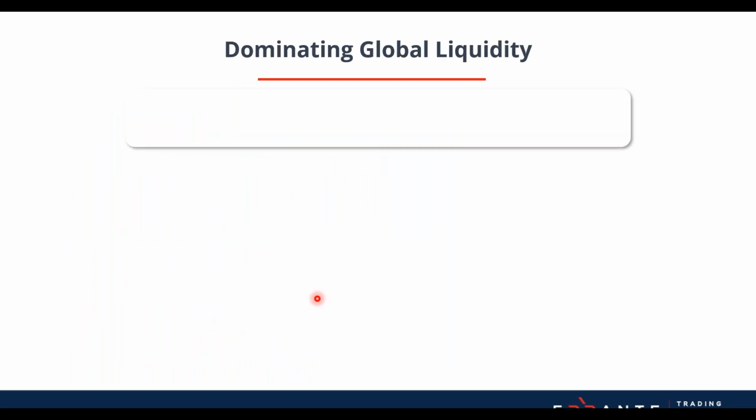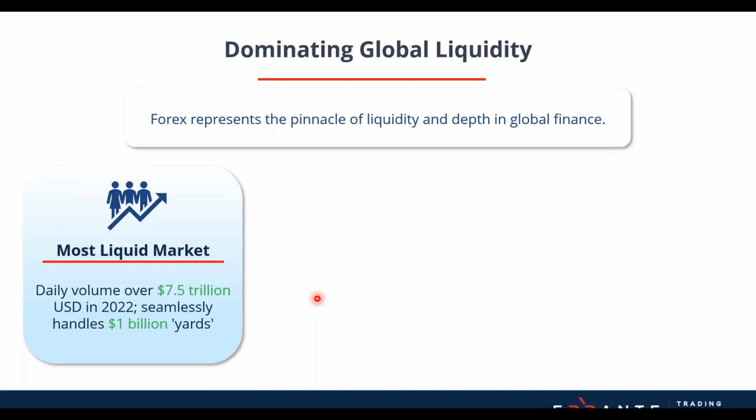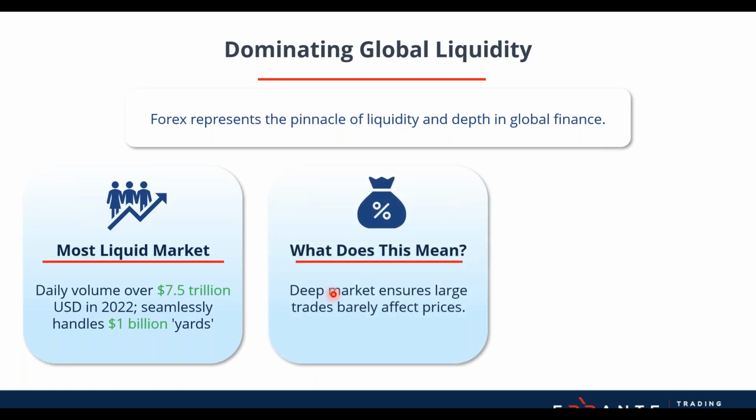Let's delve into one of the most characteristic attributes of the Forex market: its dominating global liquidity. Forex is recognized as the most liquid market in the world. To give you some perspective on what that means, the daily trading volume in the Forex market exceeded $7.5 trillion in 2022. Imagine, in a single day, transactions worth more than the GDP of many countries combined are conducted. And the market is so vast that it can effortlessly handle trades as large as $1 billion, which is called a yard, without breaking a sweat.